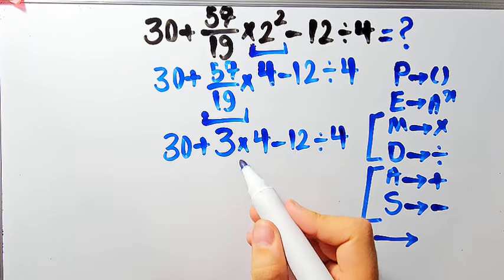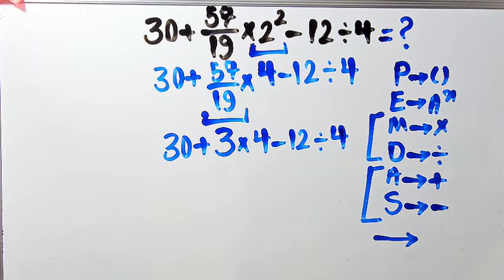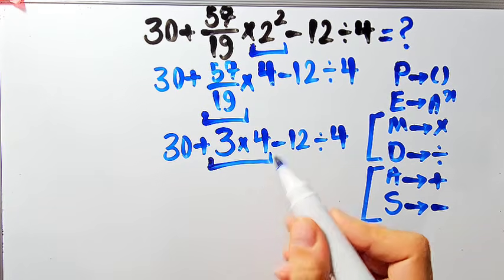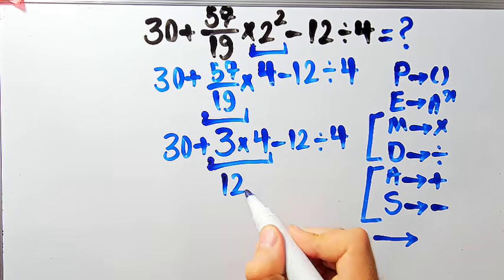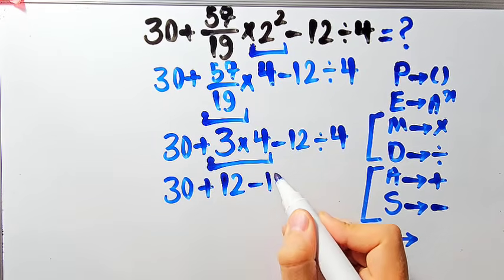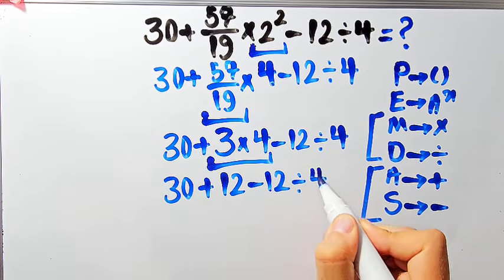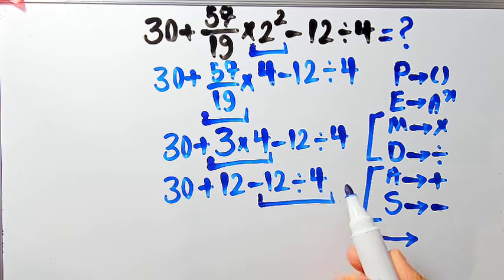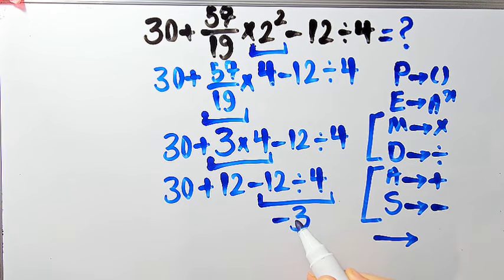We have addition, multiplication, subtraction, and division. According to the PEMDAS rule, in this step, we simplify this multiplication. We have 3 times 4. 3 times 4 equals 12. Now we have 30 plus 12 minus 12 divided by 4. We have addition, subtraction, and division. According to the PEMDAS rule, first we simplify this division. Negative 12 divided by 4 equals negative 3.